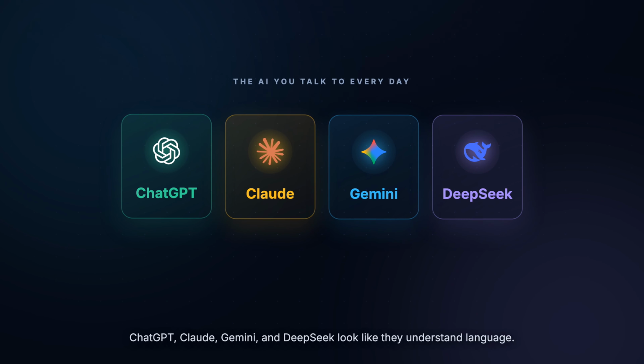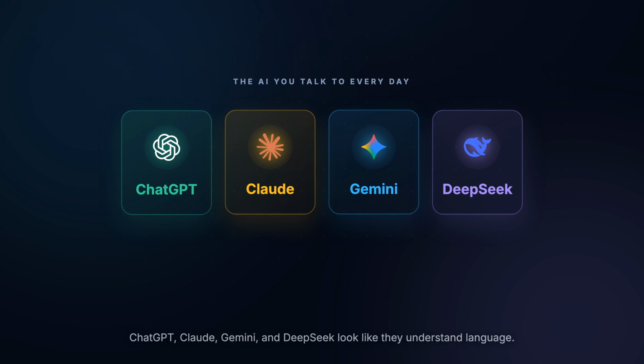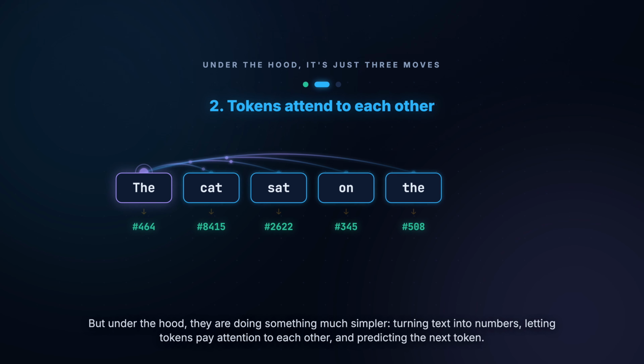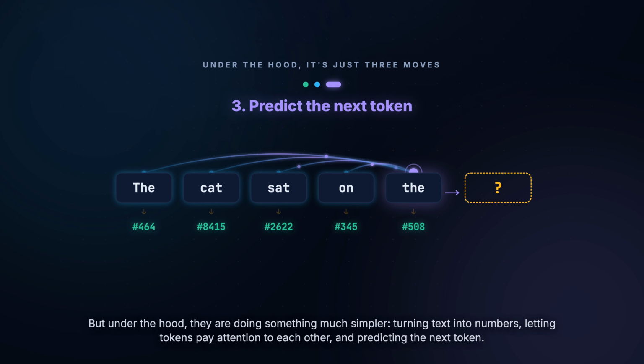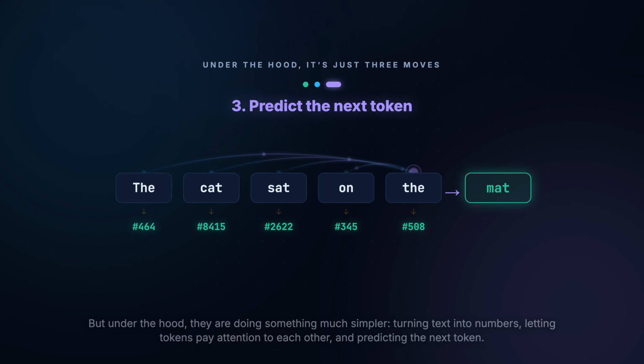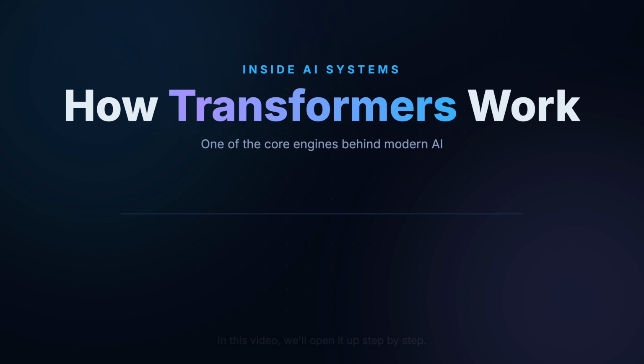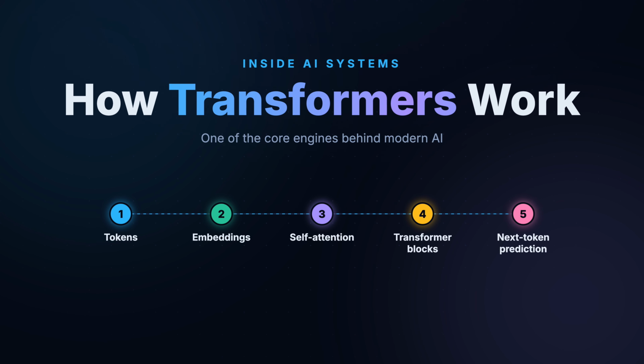ChatGPT, Claude, Gemini, and DeepSeek look like they understand language, but under the hood they are doing something much simpler, turning text into numbers, letting tokens pay attention to each other, and predicting the next token. And the architecture that makes this possible is the transformer, one of the core engines behind modern AI. In this video, we'll open it up step by step.